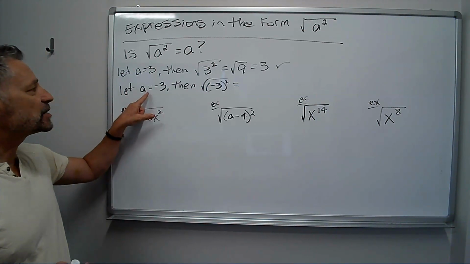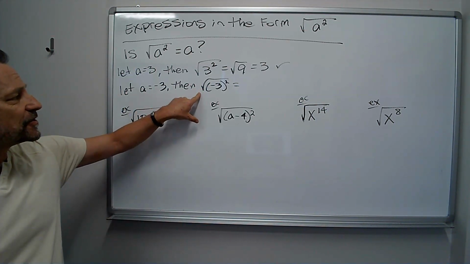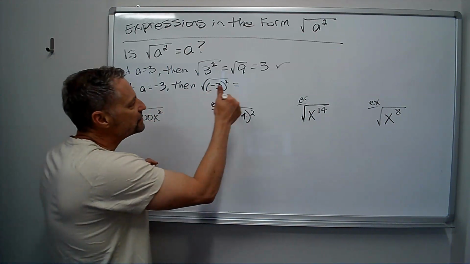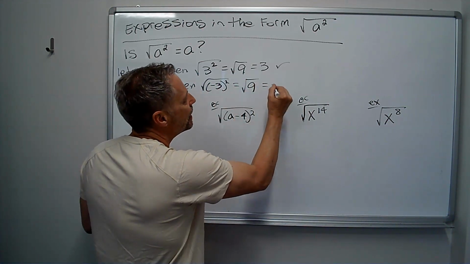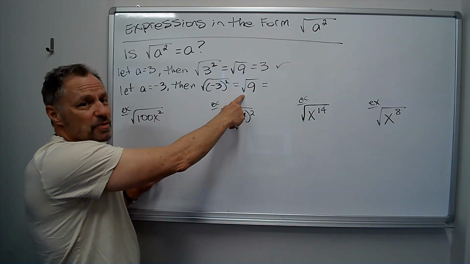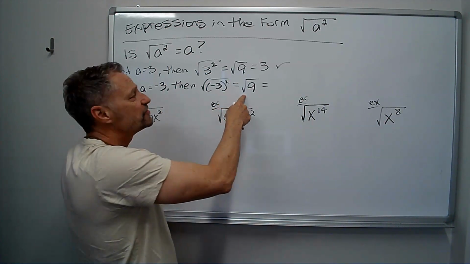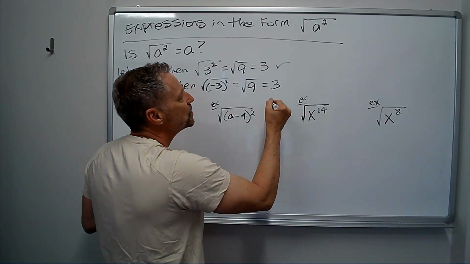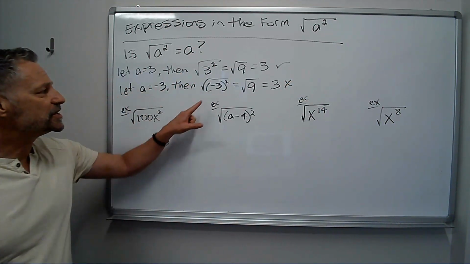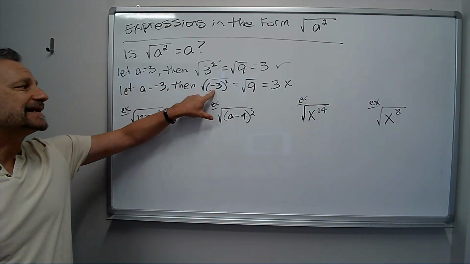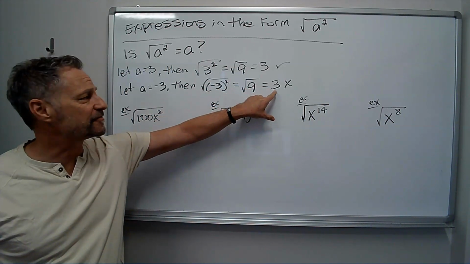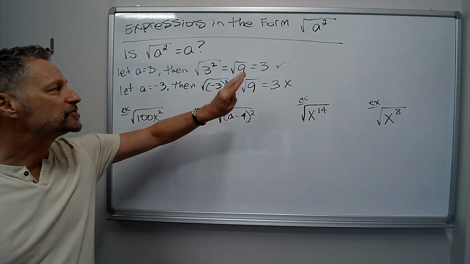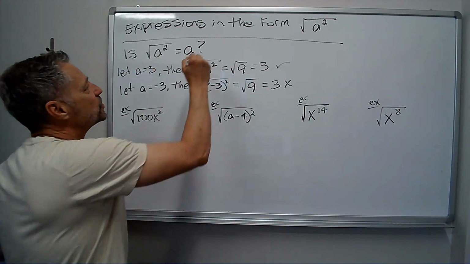Well, let's check a equals negative 3. So I've got the square root of negative 3 squared. Well, negative 3 squared is 9. But remember, the principal square root of 9 is just a non-negative root, which is 3, which is not what we started out with. I put in negative 3, but I got out positive 3. That one didn't work. So this isn't the case. So we would say no.